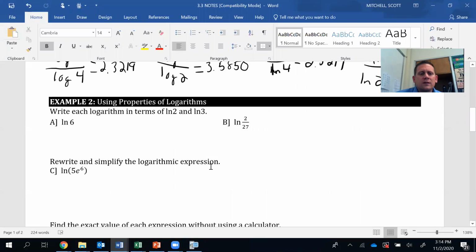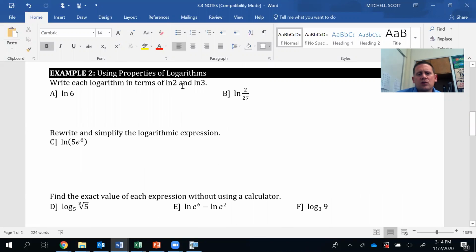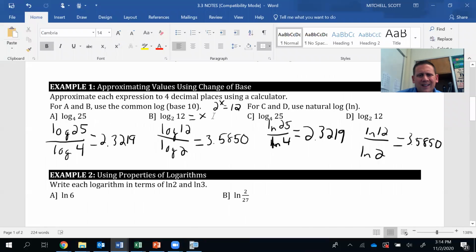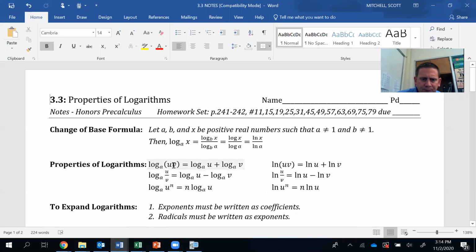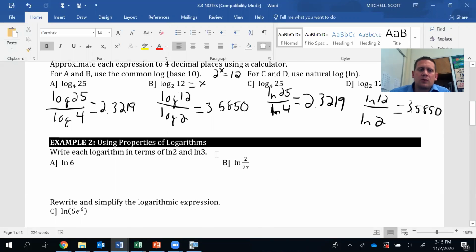Okay, example 2, write each logarithm in terms of natural log of 2 or the natural log of 3. So I need to think of my properties up here. When you have one log of a product, it separates into 2 logs with addition. If you have one log with division, it separates into 2 logs with subtraction. And if you have a log of a power, the power can be written out front. Those are all important properties that we need to be aware of. They work for regular logs or the natural log. It doesn't matter. They both are the same.